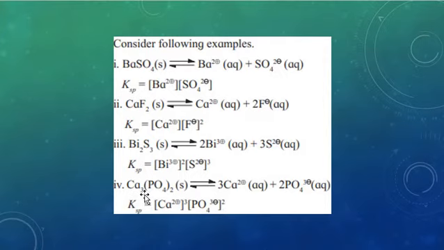Let's take the example of calcium phosphate. It is giving 3 calcium ions and 2 phosphate ions. So Ksp for this is equal to calcium ion concentration raised to power 3 multiplied by phosphate ion concentration raised to power 2. In this way we write the Ksp value for different ions given in the equation.